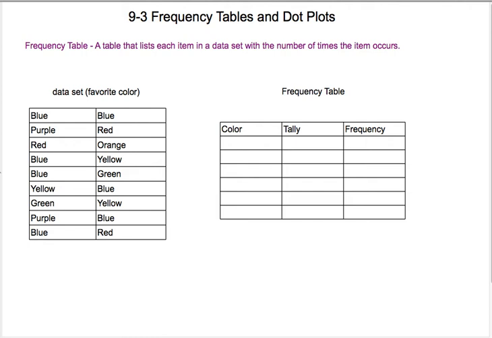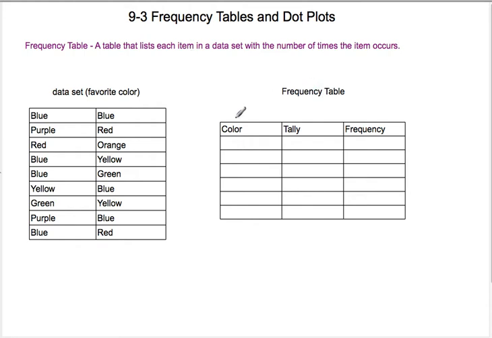Hello everybody. In this video we're going to learn how to make frequency tables and dot plots from a set of data. A frequency table is a table that lists each item in a data set with the number of times the item occurs. So for instance, if we have this data set here, let's say we polled a bunch of people and wanted to know what their favorite color was. And so here is the set of data. There's some blue, purple, red, orange, yellow.